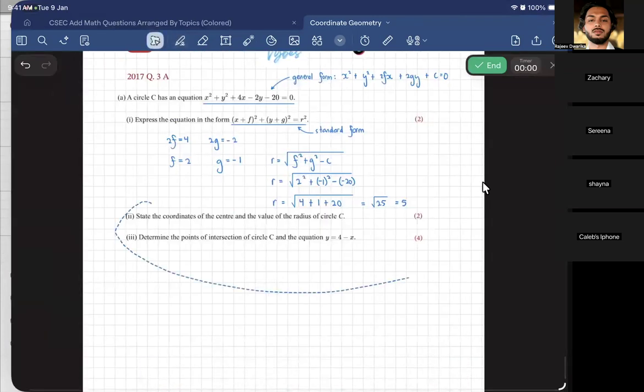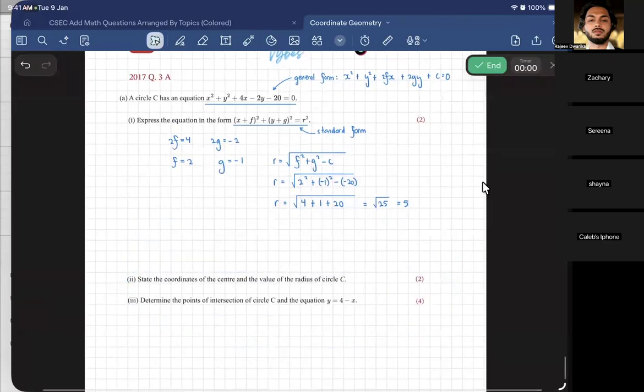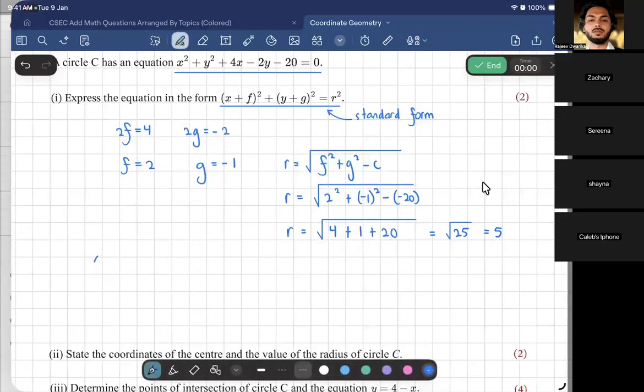So here, if that is the case, could you tell me what the standard form would look like? (x plus 2) squared plus (y plus minus 1) squared. Right? Positive by negative is negative, so I could just write y minus 1. And equals 5 squared. Right. Yeah, that's it. If you want, you could write equal to 25, but that's fine.